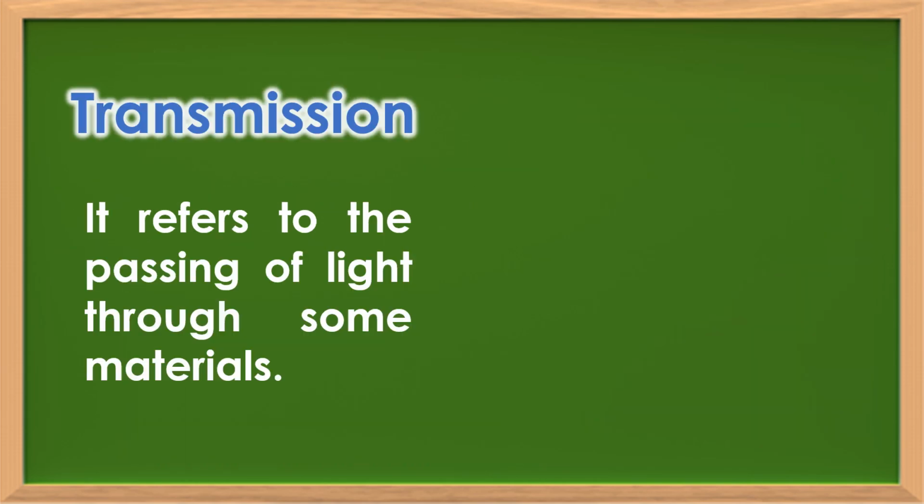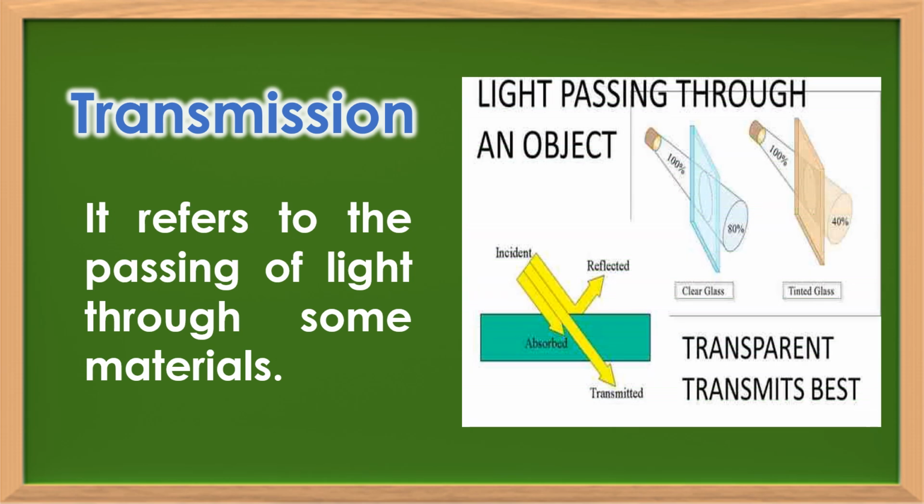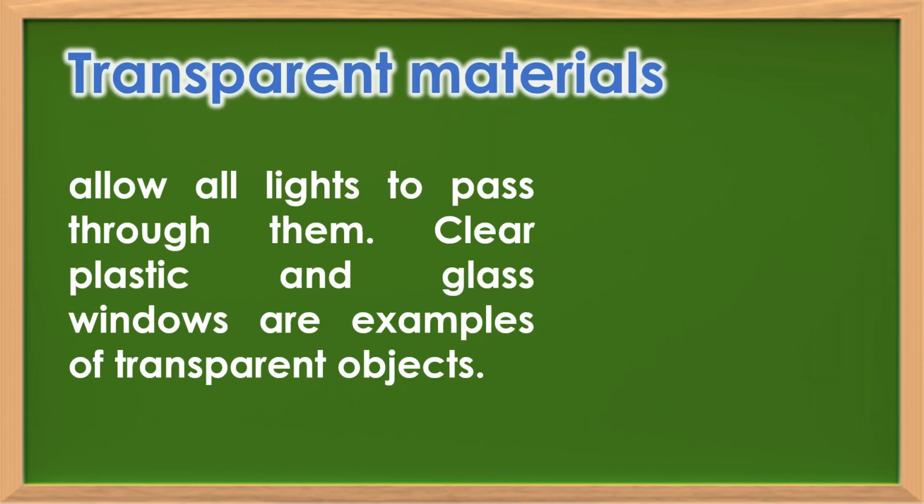Transmission. It refers to the passing of light through some materials. For example, when light passes through a glass window, it is transmitted to the other side, allowing the light to pass through the window. Different materials have different ways of transmitting light.